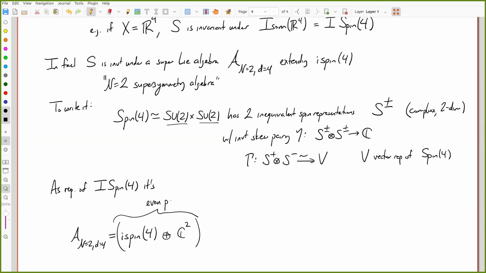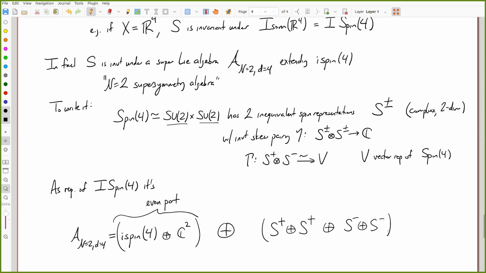So it's a Lie superalgebra, so it has an even part and an odd part. The even part is basically just the original I spin 4. And then there's the odd part, which is kind of the interesting part. The odd part is 2 copies of the representation S plus and 2 copies of the representation S minus.